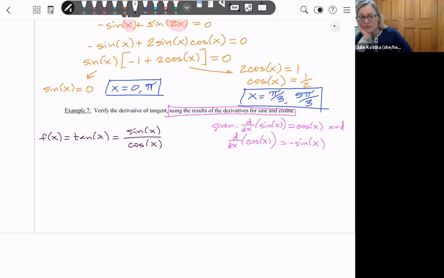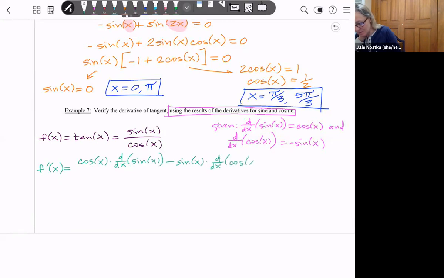So now we're going to use the quotient rule to take this derivative. So f prime of x is low, d high, minus high, d low, divided by low squared.